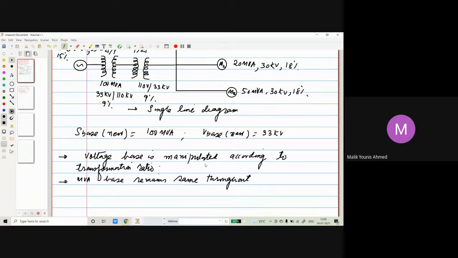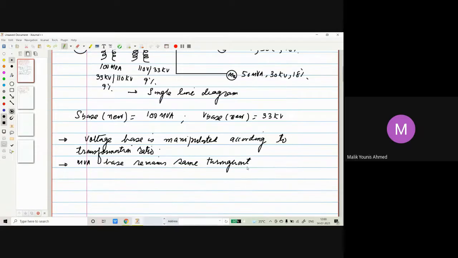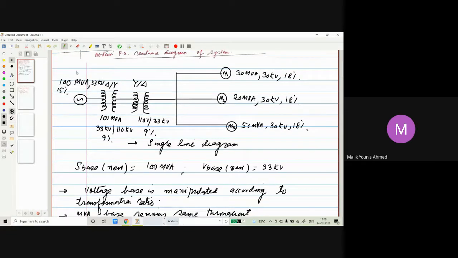The voltage base will only change when we encounter a transformer. That will depend on the ratio of the transformer, the transformation ratio. So let's find the voltage bases in the various sections. First section is the generator, and the voltage base is 33 kV. So we know the voltage base from the generator to the primary of the transformer. It is given, it is 33 kV.